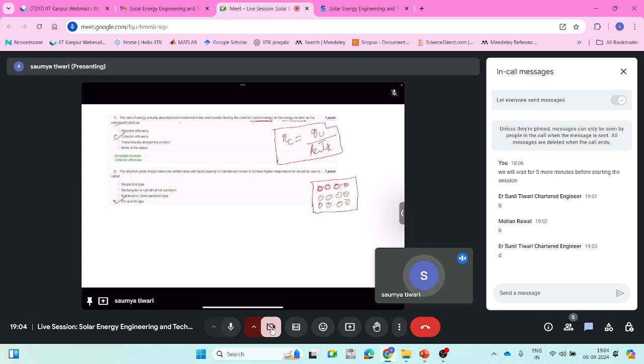Your rectangular or cylindrical full sandwich was basically for high liquid capacity and high wetted area, and for lower temperature, and your roll bond or semi sandwich type is intermediate between these two.